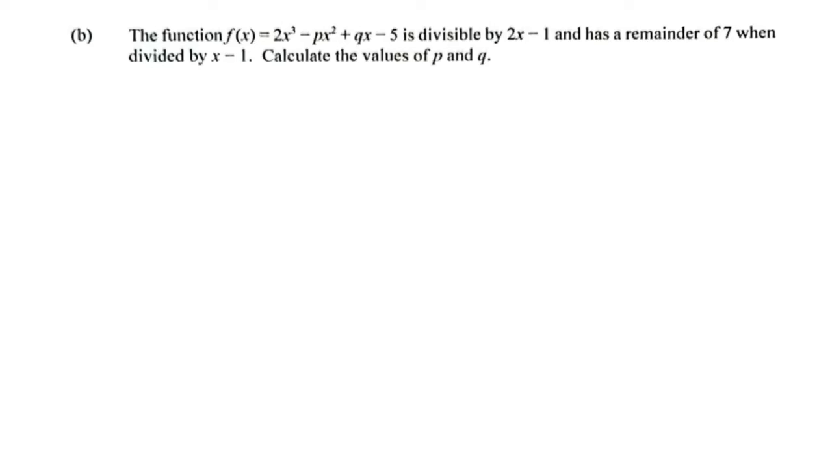The function f of x equal to x cubed minus px squared plus qx minus 5 is divisible by 2x minus 1 and has a remainder of 7 when divided by x minus 1. Calculate the values of p and q. So minus p is the x squared coefficient there, and q is the x coefficient there. So we are told it's divisible by 2x minus 1, which means that 2x minus 1 is a factor. So therefore, f of half should give no remainder. So f of half should be 0. Also, we are told there's a remainder of 7 when divided by x minus 1. So f of 1 should give a remainder of 7.